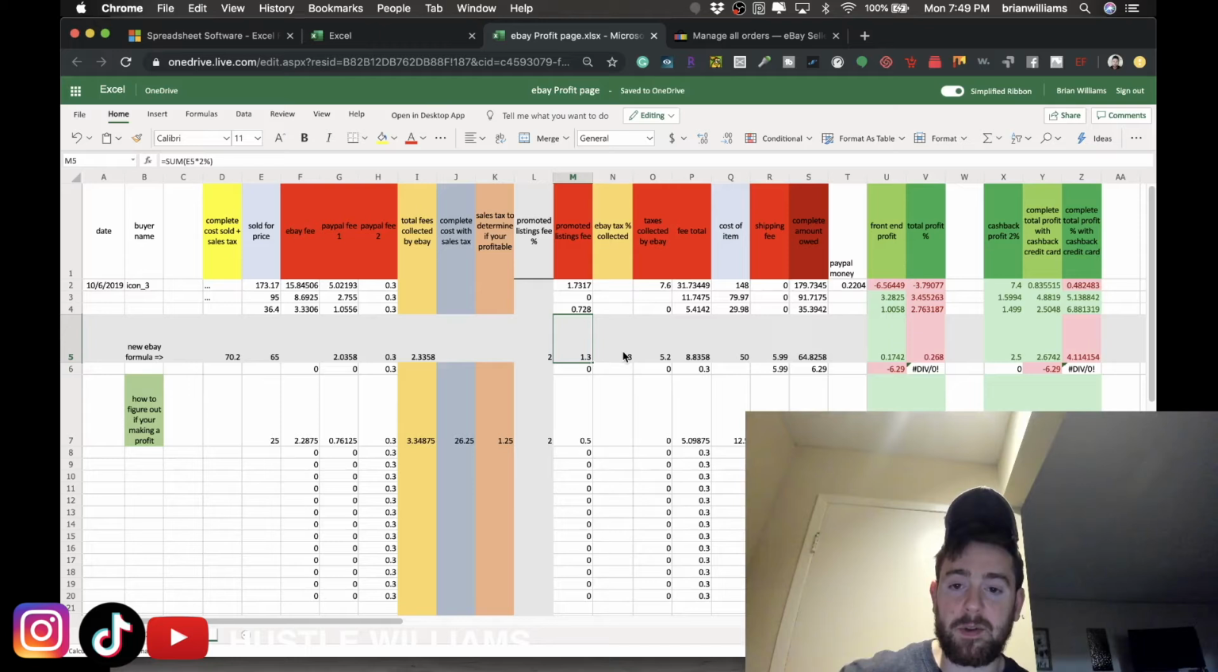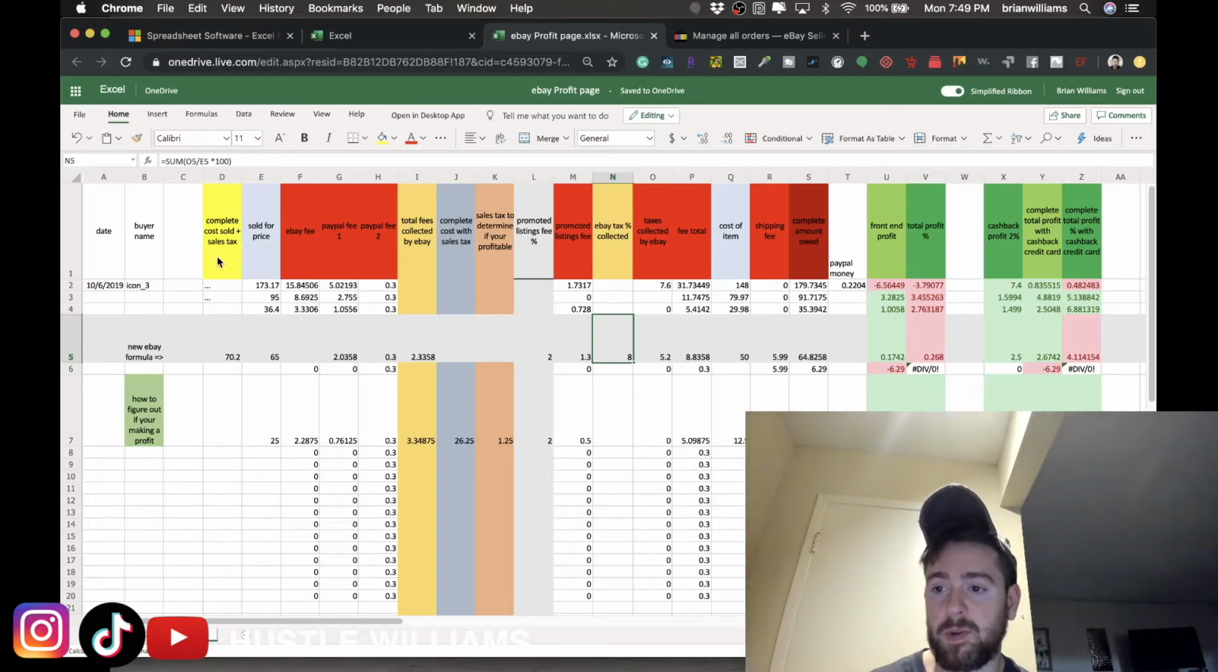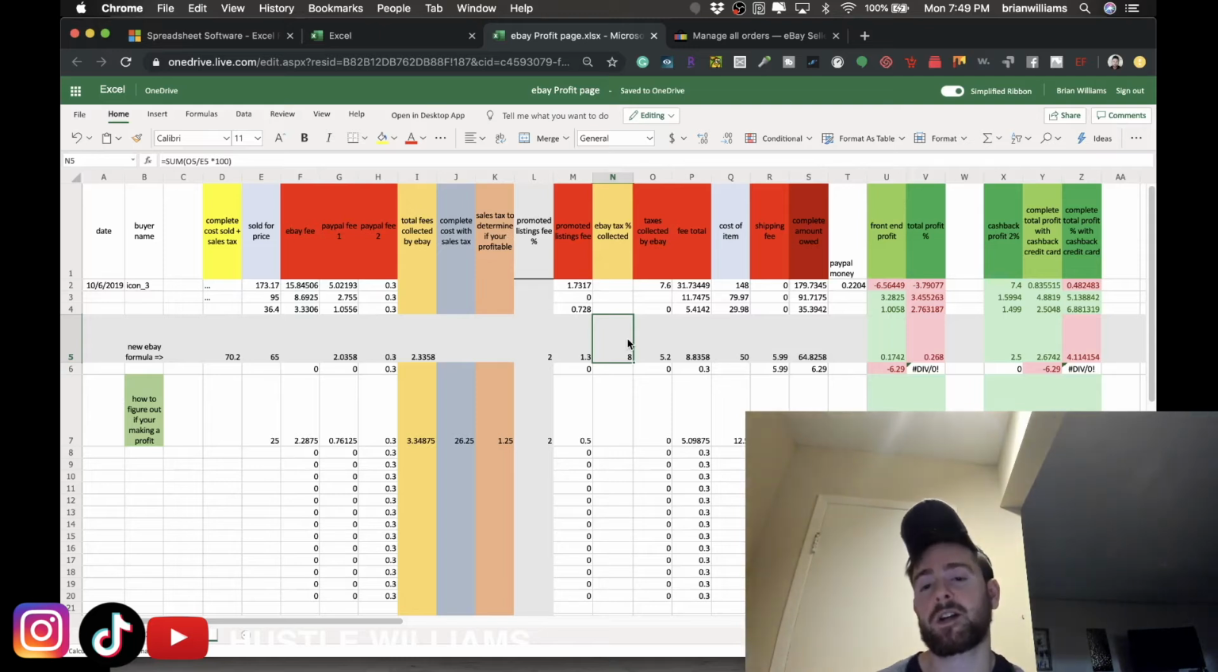Next, your eBay tax percentage collected. So how we figured that out was we divided our taxes collected by eBay, which was $5.20, divided by our total cost sold plus sales tax, and we multiplied that by 100, which gave us 8%, which makes sense because this item did in fact come from New York. So it's probably in the ballpark of 8.1%. We got 8% when we did the math and we divided it and multiplied it by 100 to give us our percentage. So we figured it to be eBay tax percent collected for that one state was 8%.